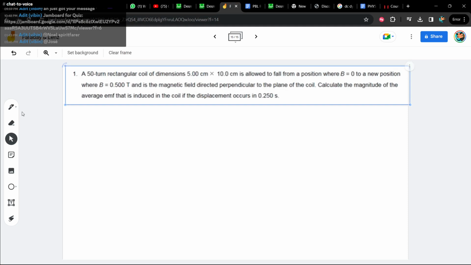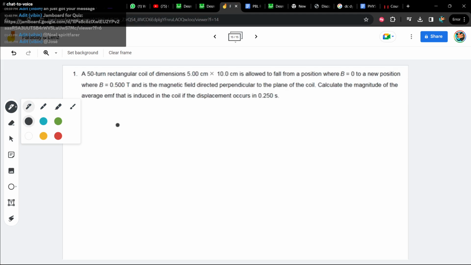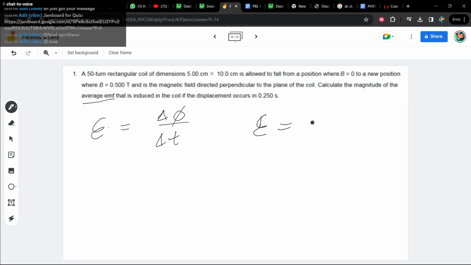When it comes to these kinds of questions, it is average EMF. Now the question is, do you use your delta flux over delta t, or do you use the other one, which is negative d phi over dt? Which one do you use for average? The first one. That's correct. Average is always the one with delta.